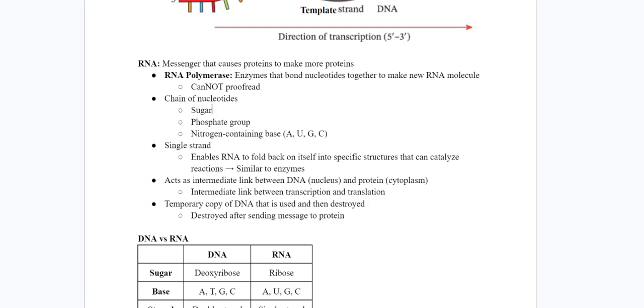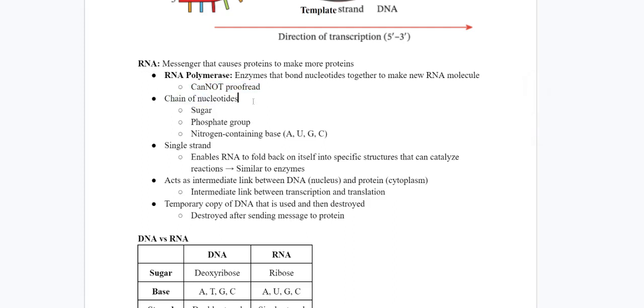And there's this thing called RNA polymerase. As we learned before, it's an enzyme and it helps bond nucleotides together to create RNA. The difference between RNA polymerase and DNA polymerase is that RNA polymerase cannot proofread. DNA polymerase, after it's done, goes back and fixes the mistakes that it made. However, RNA polymerase cannot do that. It's just one way.